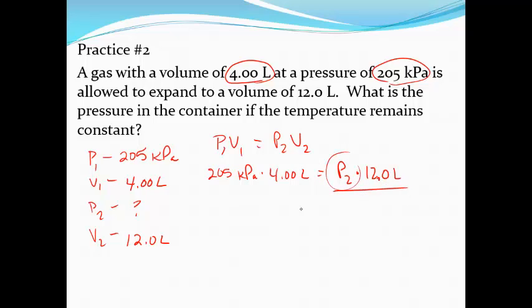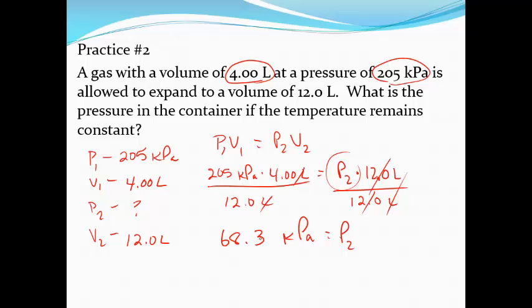So now your algebra skills are still kicking in there. Got to get P2 by itself, so we're going to divide by the 12.0 liters on both sides. Now liters cancels and we are left with kilopascals, which makes sense since we're asked for a pressure, and 205 times 4, and then you're dividing that by 12, and all of these have 3 significant digits, so 68.3 should be the answer that you end up calculating.